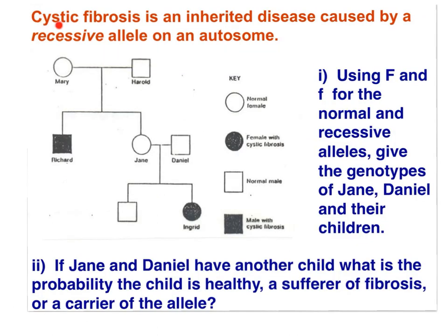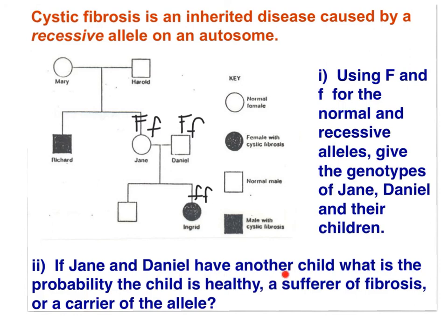Here is another question on cystic fibrosis, which is an autosomal recessive allele. Using these symbols for the normal and recessive alleles, give the genotypes of Jane, Daniel, and their children. Jane and Daniel are not sufferers of cystic fibrosis, but you can see that they have a child who suffers from the disease. Their child must be homozygous recessive for cystic fibrosis and must have received an allele from each of Jane and Daniel. But as Jane and Daniel are not sufferers, Jane and Daniel are both heterozygous. We can answer the second question here.